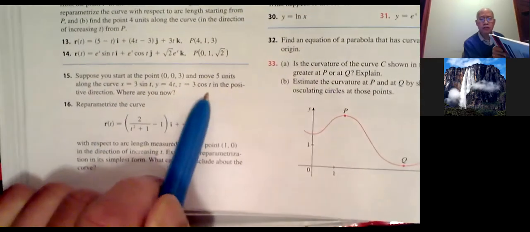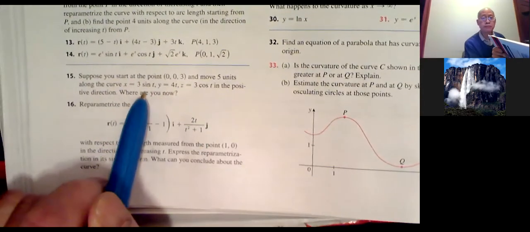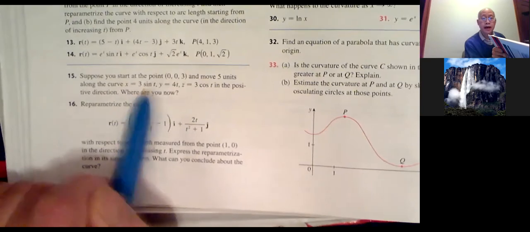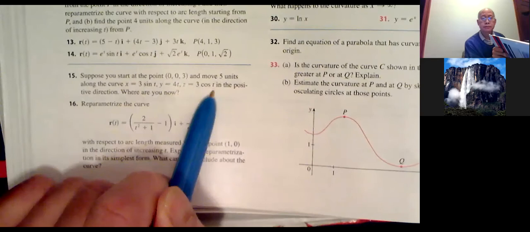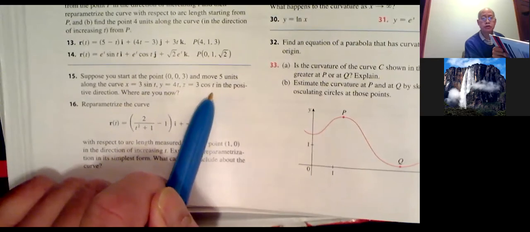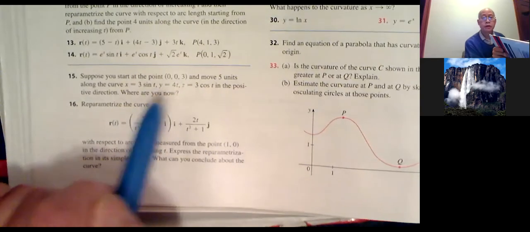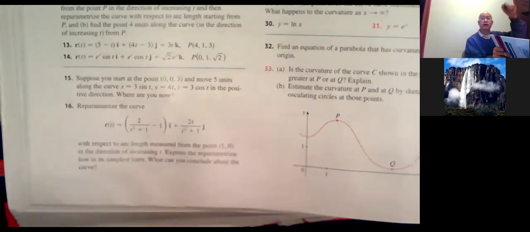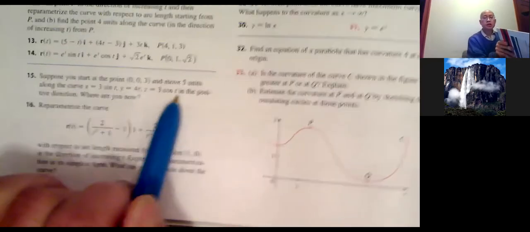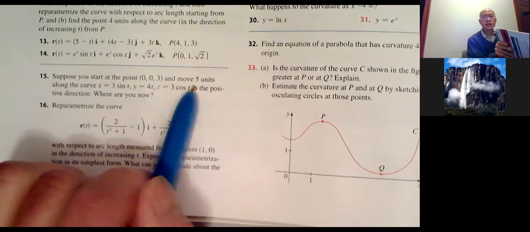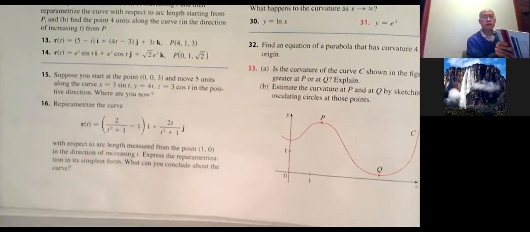Where are you now? So instead of giving me a time, you're on this graph, which happens to look like a helix also. If I only look at x and z, those are parametric equations for a circle. And then you move in the y direction. So if you have a circle and then move in the y direction like so, you end up with a helix. So if I walk 5 units along the helix, starting from here, what's my new position?